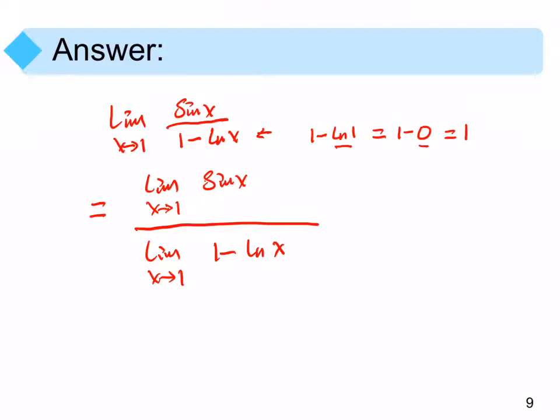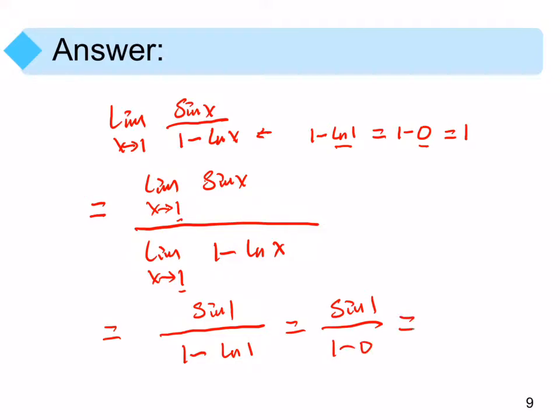When x goes to 1, we use the function's value as the limit, because 1 is in the domain of this function. So the numerator will be sin 1, and the denominator will be 1 minus ln 1. That gives you sin 1 over 1 minus 0, which equals sin 1. This will be our final answer.